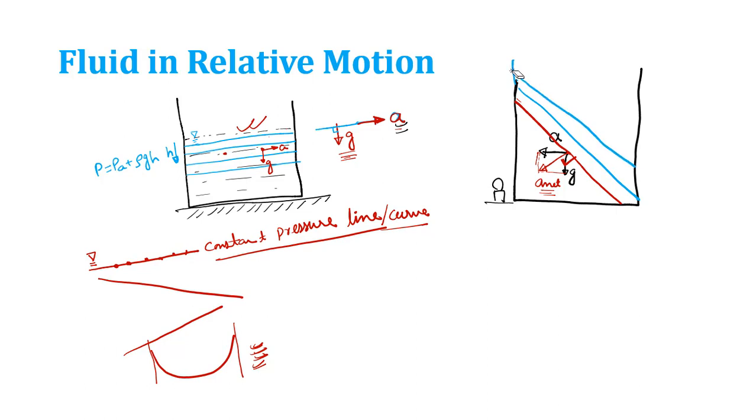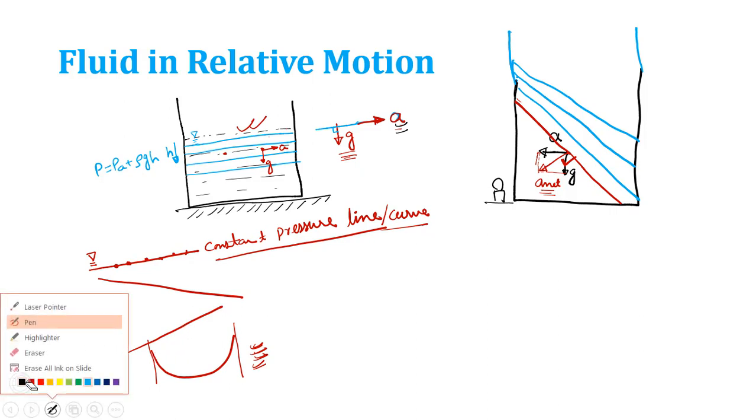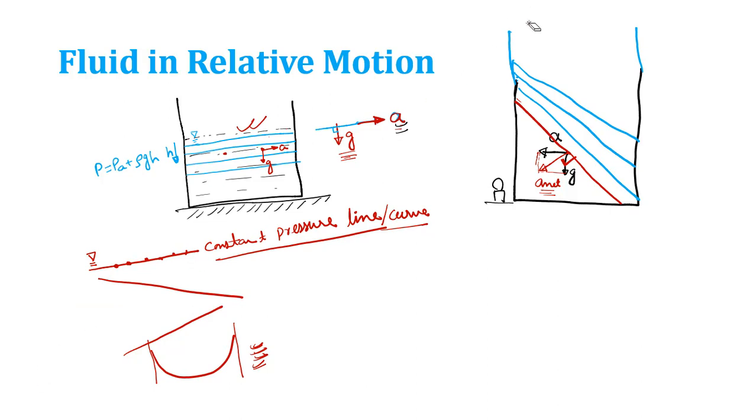Okay, some drawing problem. So this will be the final position of the fluid. The fluid will be like this, and these blue lines are the constant pressure lines.